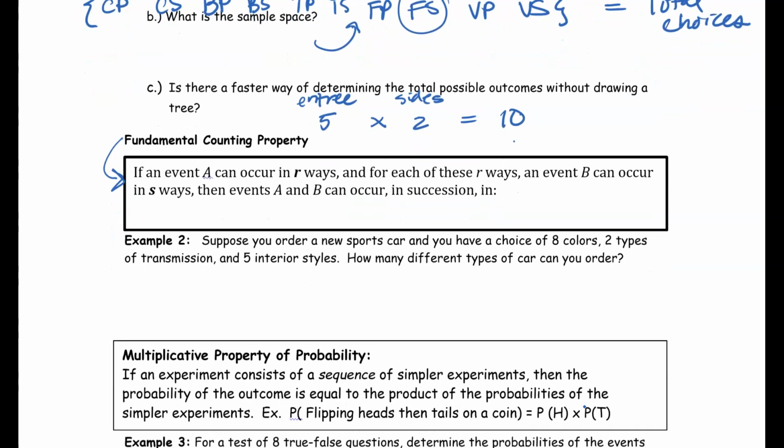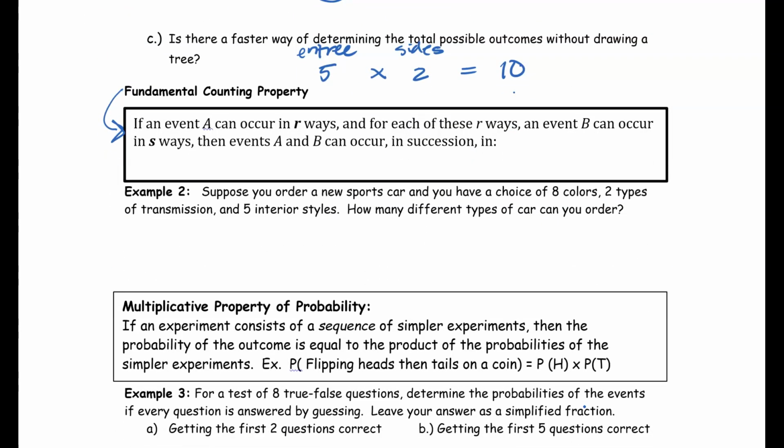So for example 2, this highlights the fundamental counting property, and you could try this on your own. Pausing the video would be a great idea. So it says, suppose you order a new sports car and you have a choice of 8 colors, 2 types of transmission, and 5 interior styles. How many different types of car can you order? So notice they're not asking for probability at all. They just want to know how many different types of car can you order.